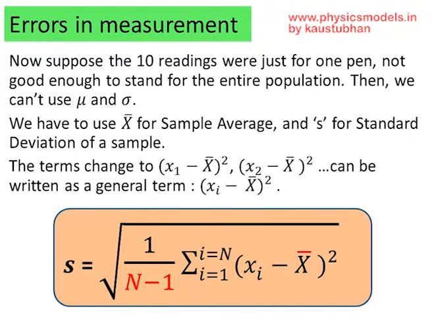Now let's imagine that the 10 readings that we have are only representative of one pen and not for the full population. Then we cannot use the symbols mu and sigma. We have to use the symbols for a small sample of readings that we have taken, which is x bar for average and small s for standard deviation. Also inside these squares it will no longer be x1 minus mu whole squared, it will be x1 minus x bar whole squared. With all that, the equation looks the way it is, except that in the denominator it's not the mean 1 by n, but it's 1 by n minus 1, and that makes a big difference.